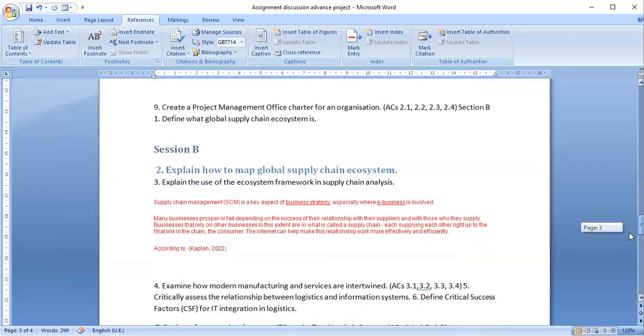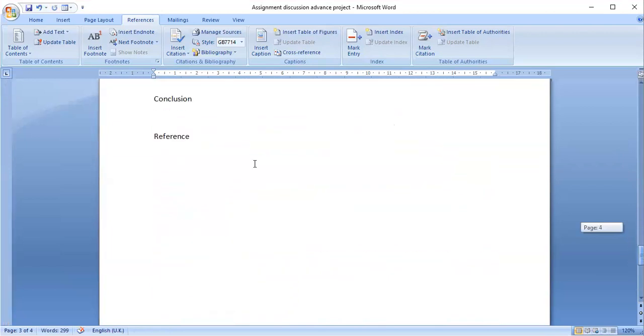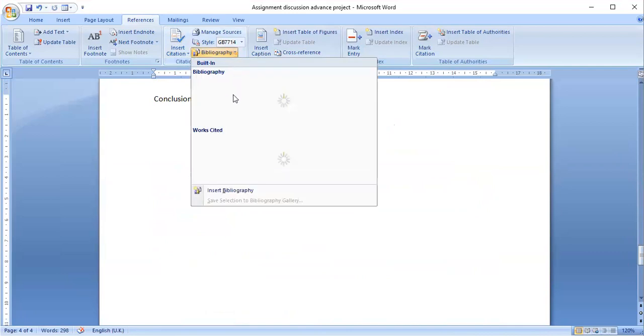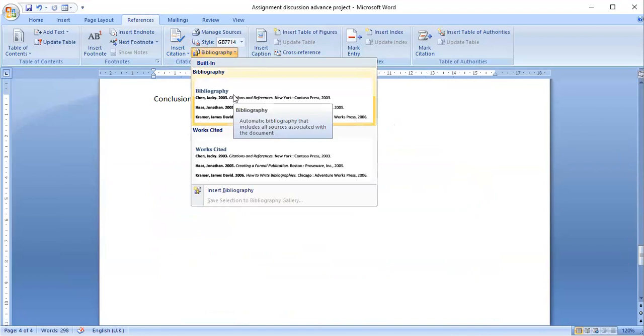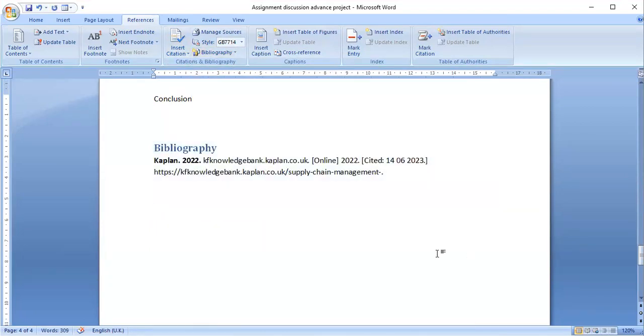So at the end, if you give it this way, and if it's a book, you can pick the book from the dropdown. And at the end, if you click bibliography, as many references as you give will show. The bibliography and the reference are different. Bibliography means you read it but did not use it, though you can still include it, and the reference means you used it directly. So you will see here Kaplan 2022, the date we accessed, and the link. That's what we need to look at.